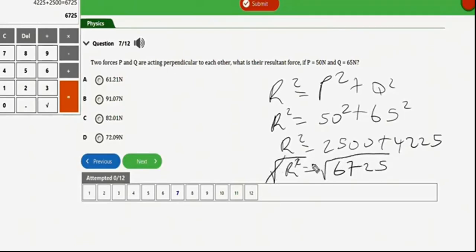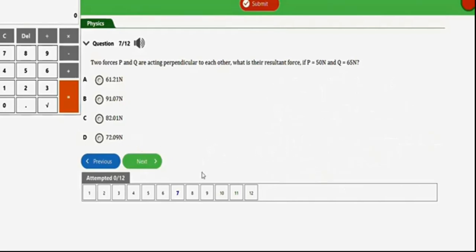So R will be square root of 6725. So when you punch it on the calculator, let's remove this. When you check the square root of this value on the calculator, you're going to have 82.01 Newton. So the correct option in this question is option C. Alright, that's it for this question. Let's wipe this now, solve the next repeated question.